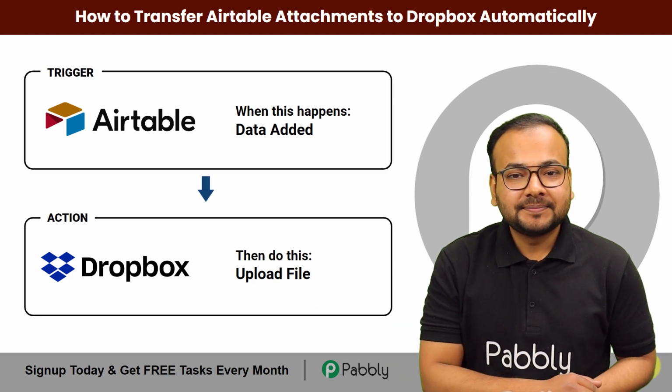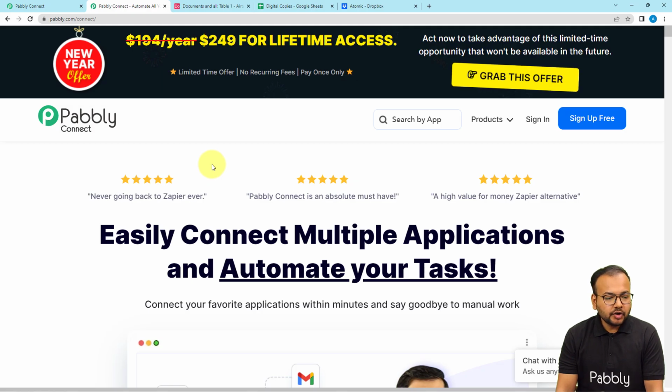So let's begin. We are setting up this automation using Pabbly Connect, which is an automation tool, and this is the landing page of Pabbly. I have pasted the same link in the description as well. From here you can set up your free Pabbly Connect account and you will get free automation tasks every month to test and set up your automations. You can sign up right now from the given link, and after that you can follow me through the video and set up your first automation.